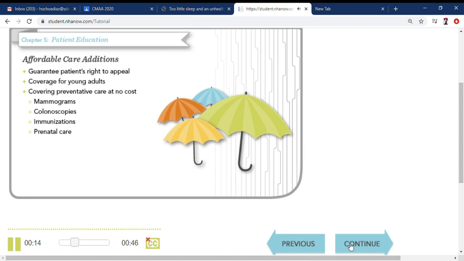Coverage for young adults. As of 2010, adult children can stay on their parents' health insurance plan up to the age of 26. This applies to married and unmarried children and is an option even if the young adults are offered health insurance through an employer. Covering preventive care at no cost. Consumers can now receive preventive care, such as mammograms, colonoscopies, immunizations, and prenatal and new baby care, at no cost.